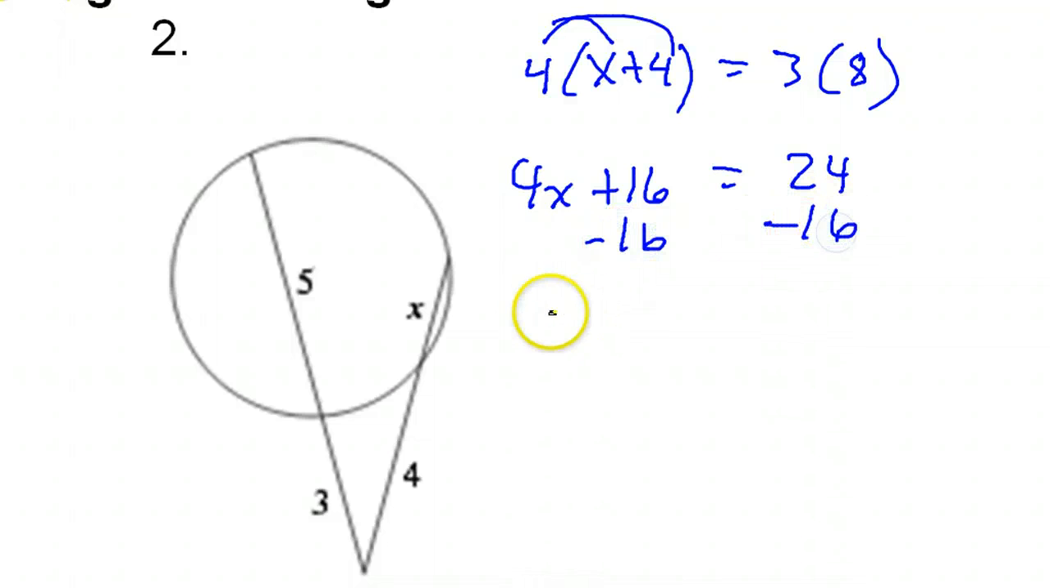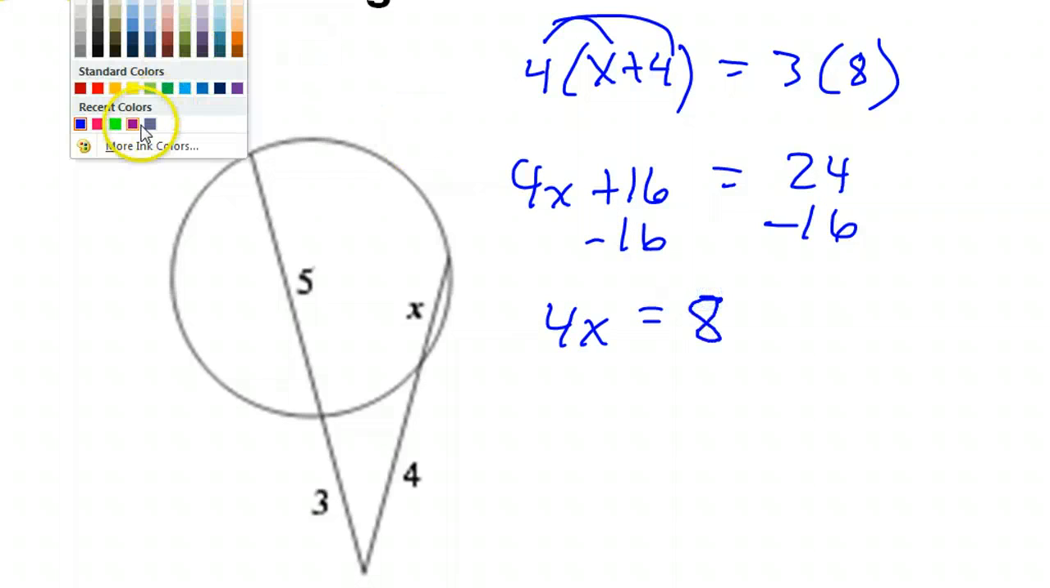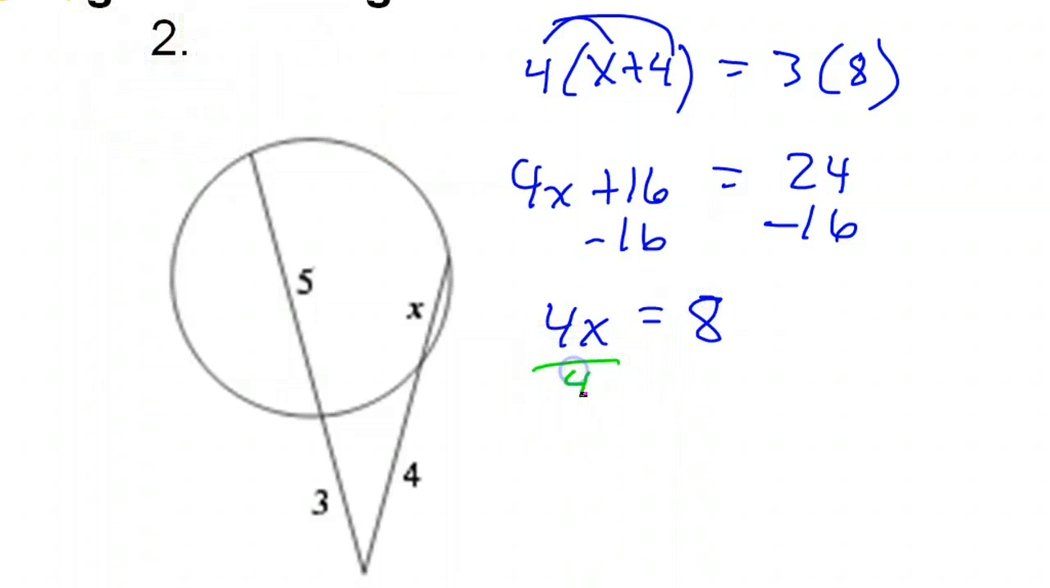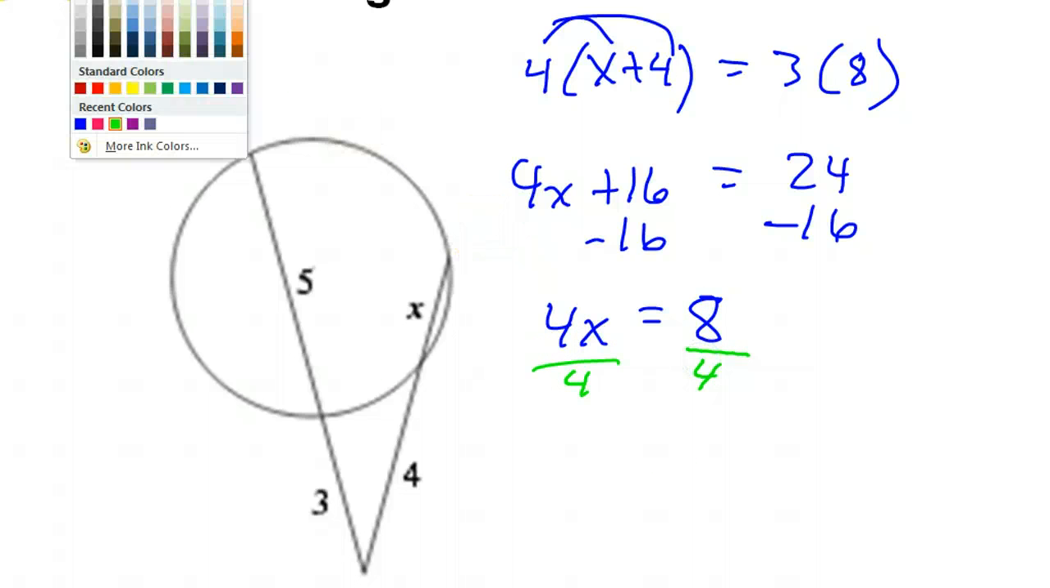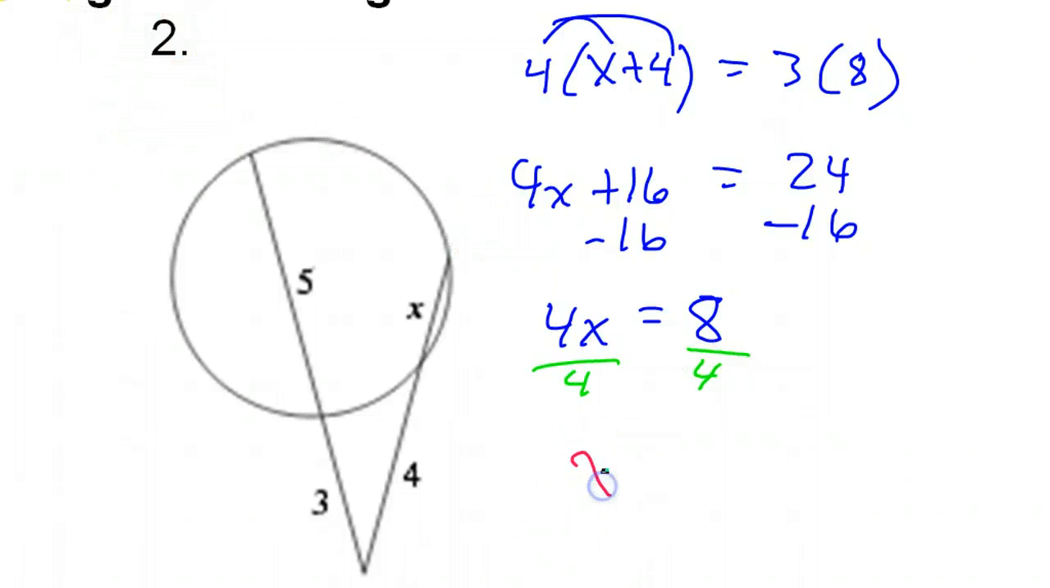Subtract 16 from both sides. So that's 8. Divide both sides by 4. x equals 2. So that's the answer to number 2.